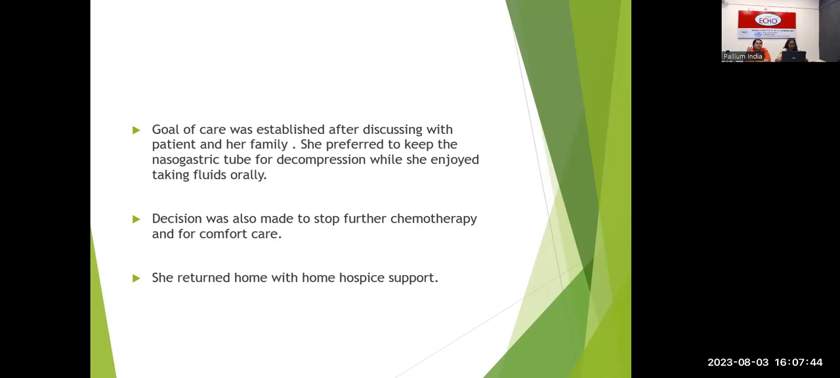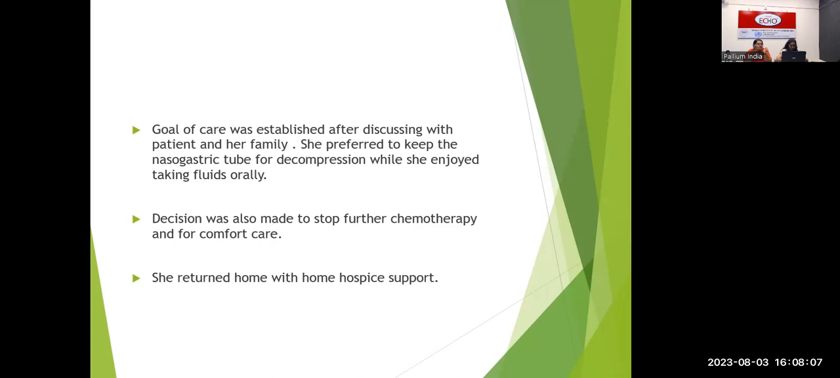And she preferred to keep the nasogastric tube and she's taking the oral feeds now. The decision was, finally, what was the decision? To stop her chemotherapy and go for comfort care. She only wanted medical management. Her children are all well settled in the UK. She has enough and more money. But still, just because she has money, it is not necessary that you go ahead with surgical management.